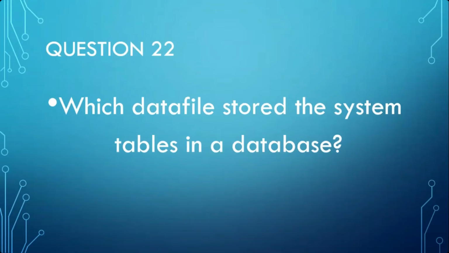Which data file stores the tables in a database? System tables. So you have two types of data files. What are those? Primary data file, which has the extension MDF, and secondary data file, which has the extension of LDF. The primary data file stores the system tables in the database, the data in the system table.